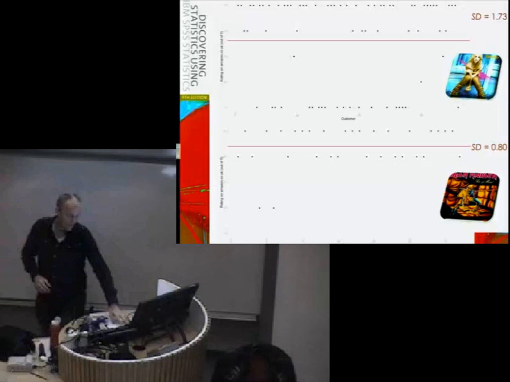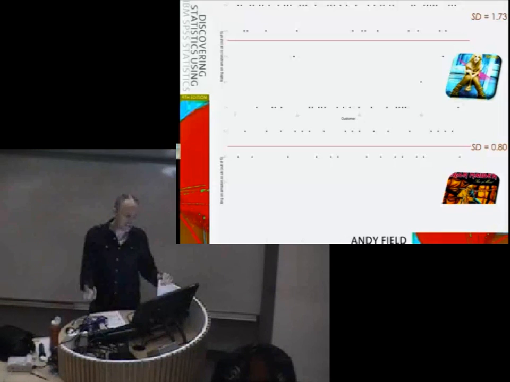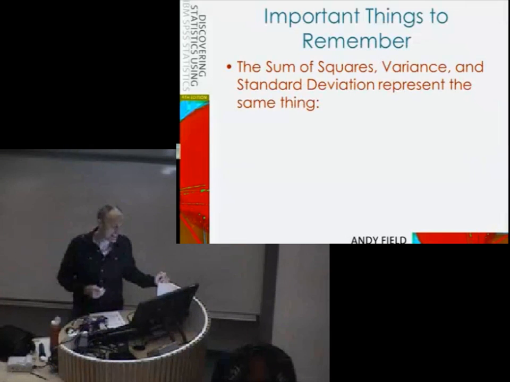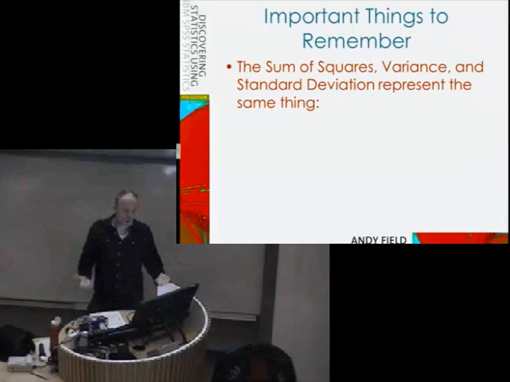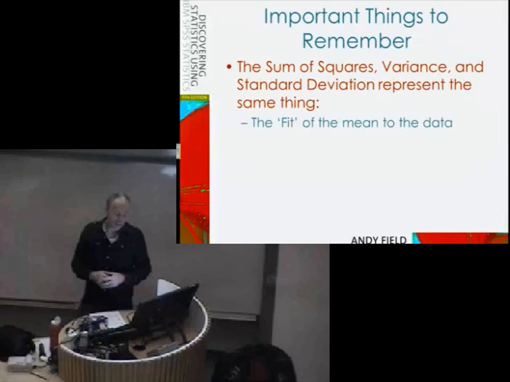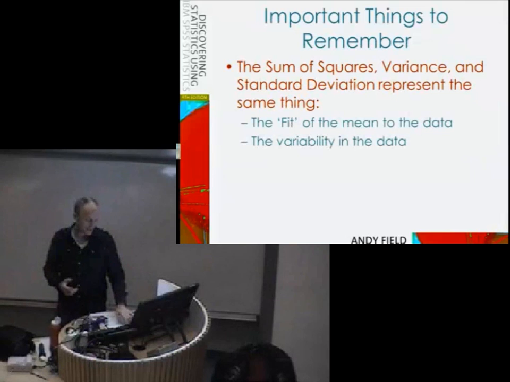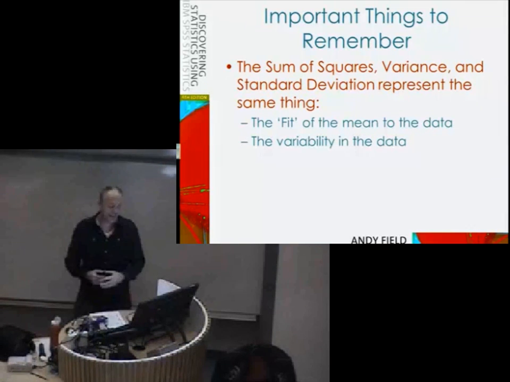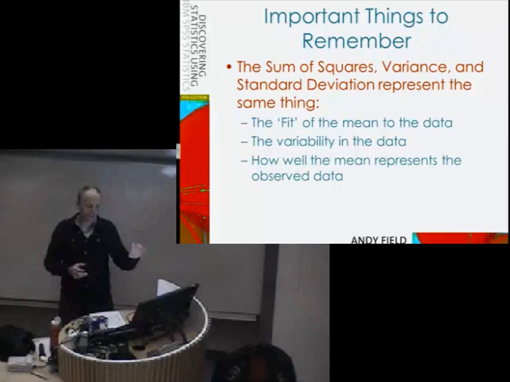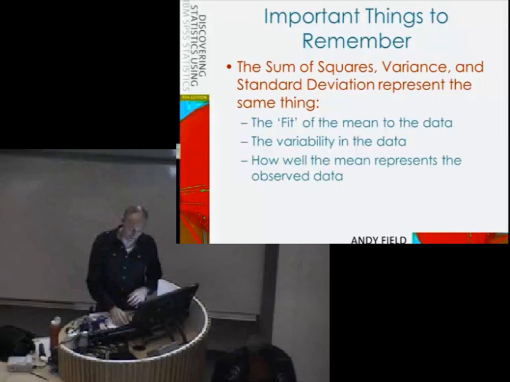So, important things to remember out of all of this are that sums of squares, mean squares, variance in the context of the mean, and standard deviations basically represent the same thing: the fit of the model to the data. In the case of when the model we're fitting is the mean, they tell us something about variability in the data. But mainly, we should think about these things as how well our model represents the data. So I think thinking about it in terms of fit is the best way to think of what a sum of squares is.